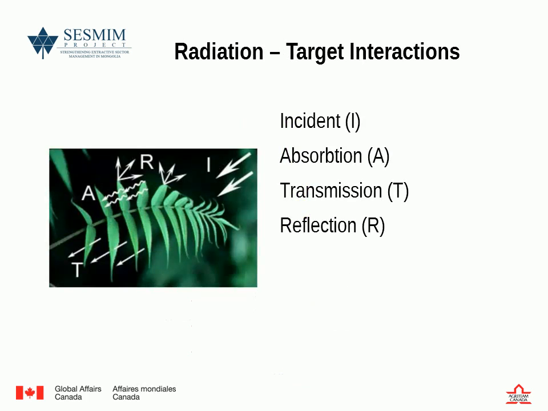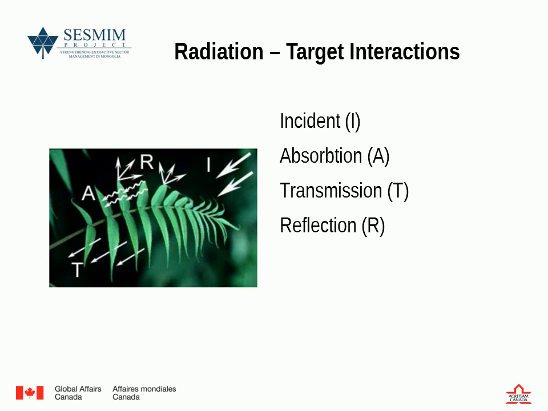Now we're talking about the target. When the light hits the target, certain things happen. The light that comes from the sun is what we call incident light. When it hits the leaf, for example, some of the incident light is absorbed. Some of the light is transmitted, goes through the leaf. And then what is left is reflected.